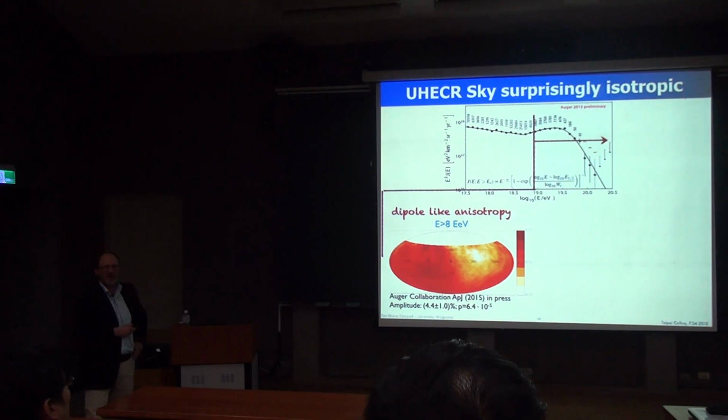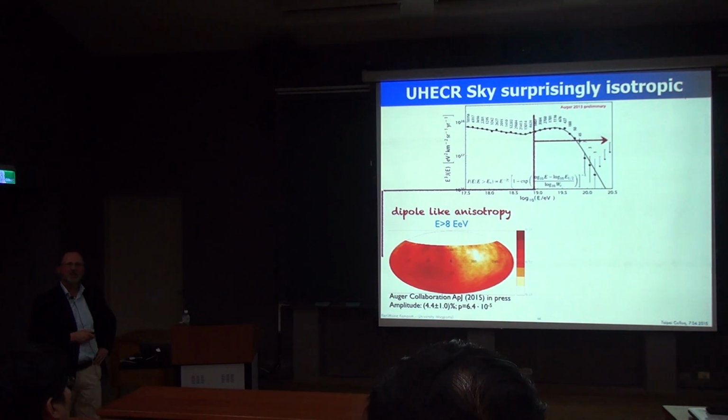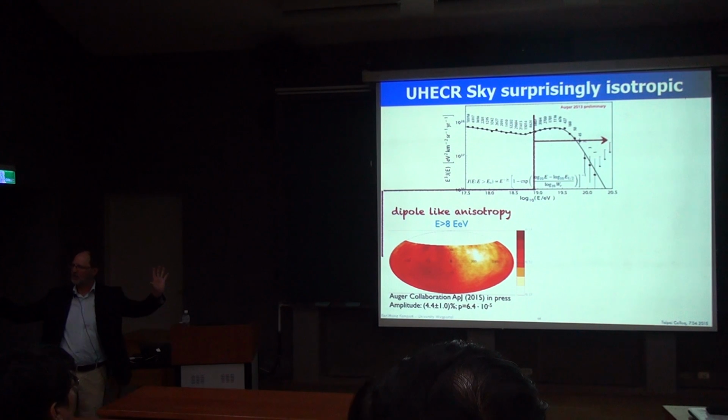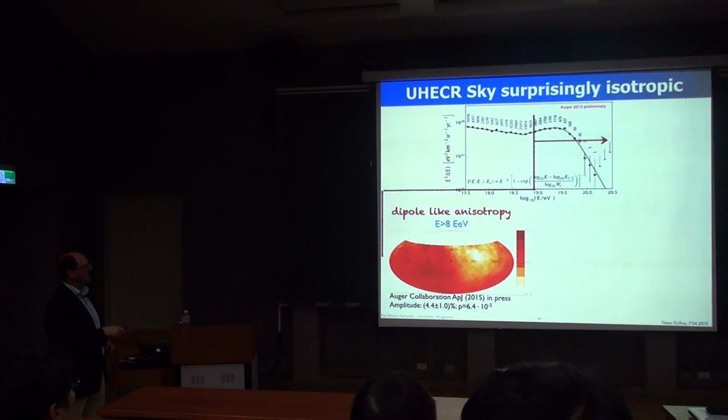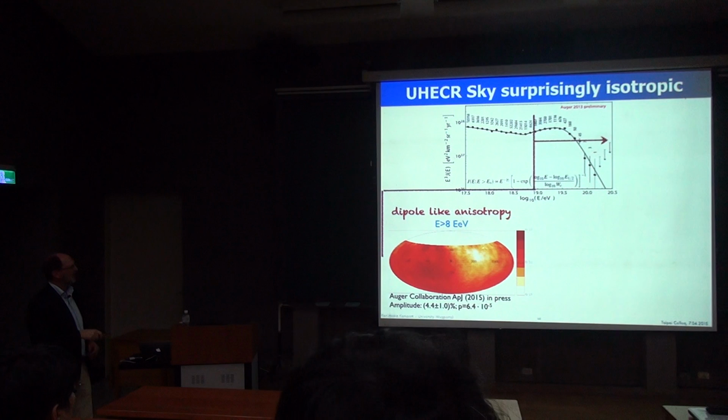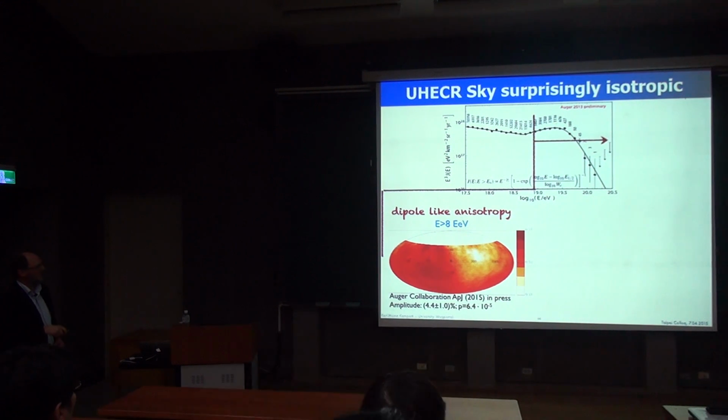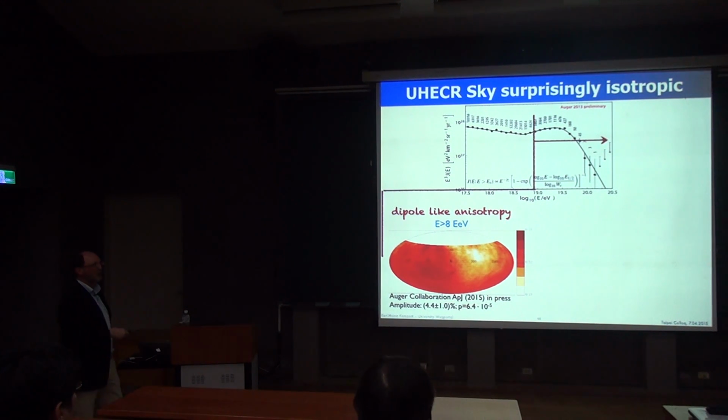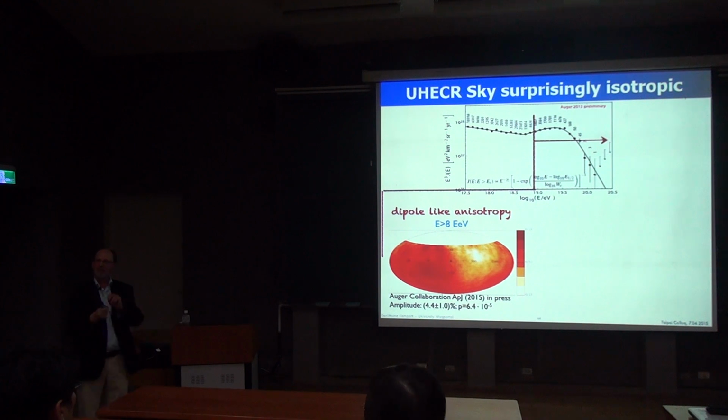So the sky is still rather isotropic. Here's the spectrum, and if you take all the particles above, say, 10 to the 19 electron volts, and look at the direction where these particles come from, you see here a full sky plot, and there are fewer particles here than there. This is the southern hemisphere. This is just, in impressive publication, and we see a small anisotropy on the scale of 4.5% amplitude.